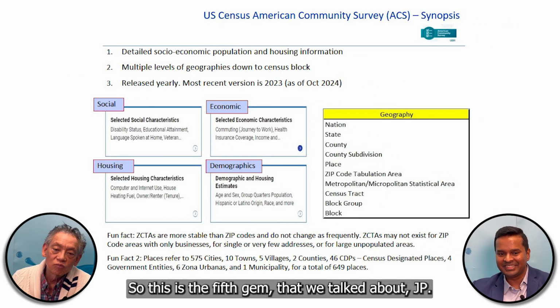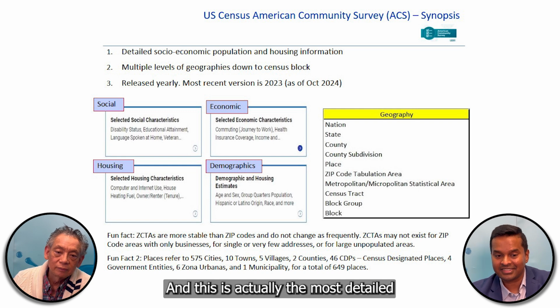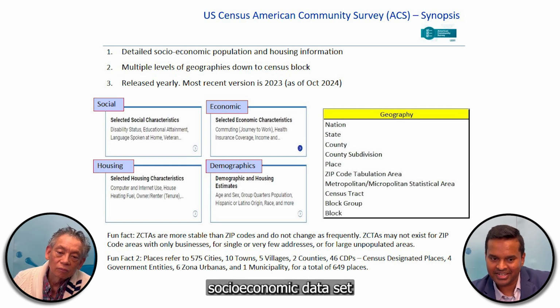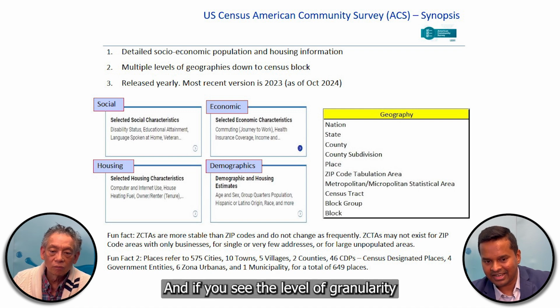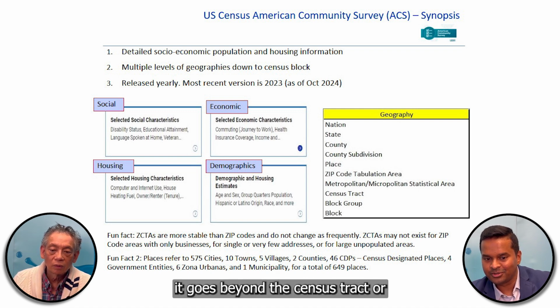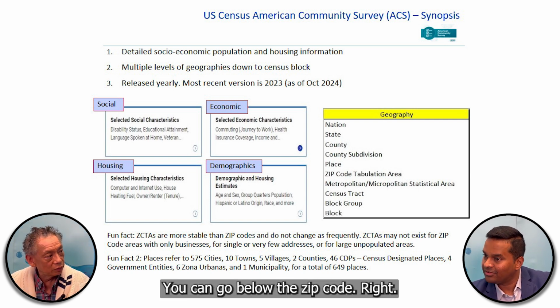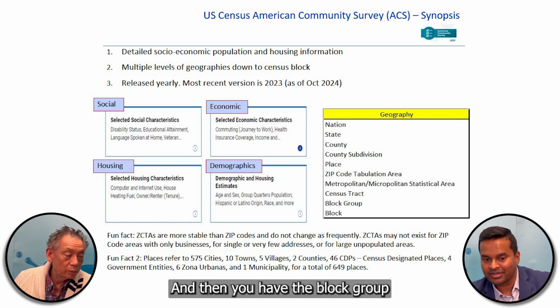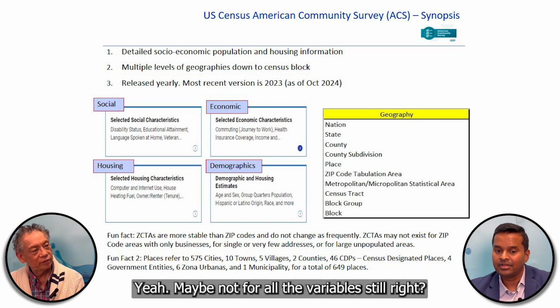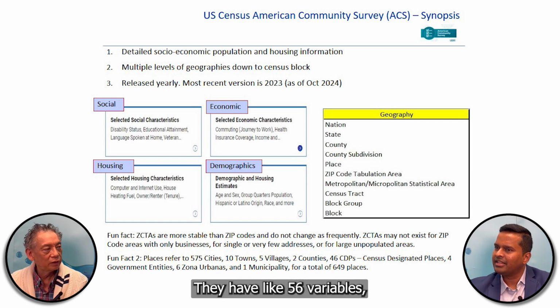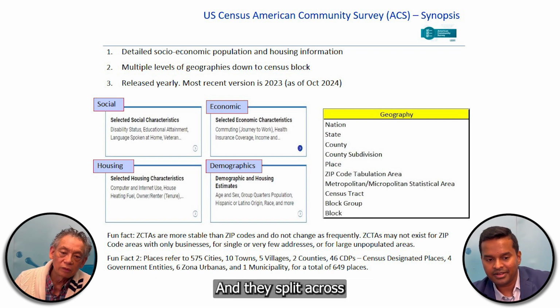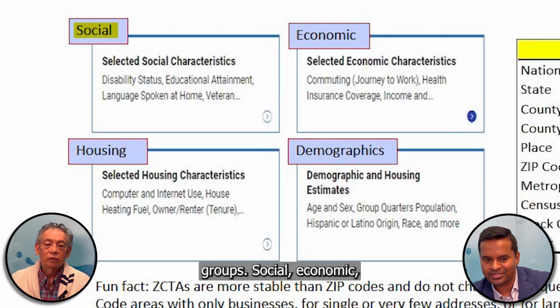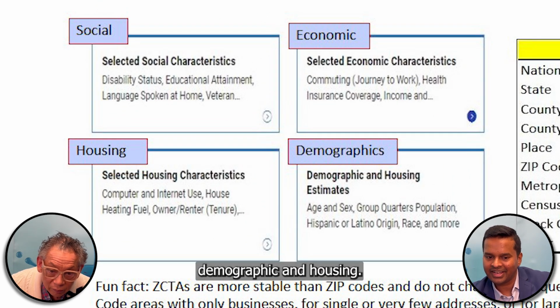So this is the fifth gem that we talked about, and this is actually the most detailed socioeconomic dataset, and it has housing as well. The level of granularity goes beyond the census tract. Census tract is already below the zip code, and then you have the block group and the block. Maybe not for all the variables though. They have 56 variables, but for most of them we could go deep. And they split across 4 different groups: social, economic, demographic, and housing.